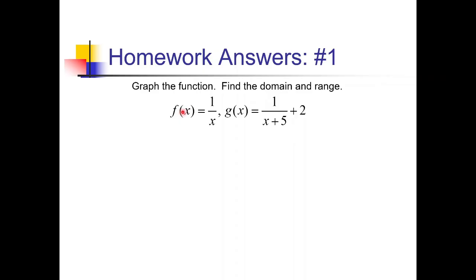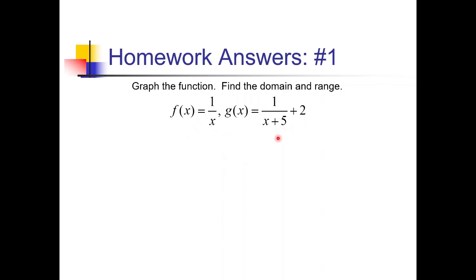So we're starting with the parent function 1 over x, and we're supposed to graph g of x, and they also want the domain and range. So in all these cases, we're going to start by figuring out the transformation that's happening, writing down the parent table, and then figuring out how we need to change x and y and the asymptotes in order to regraph this thing.